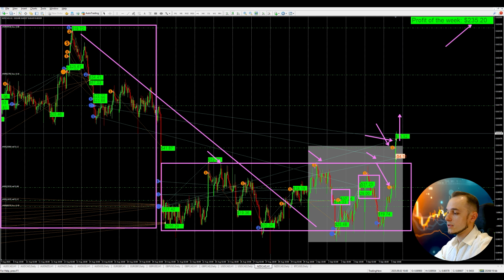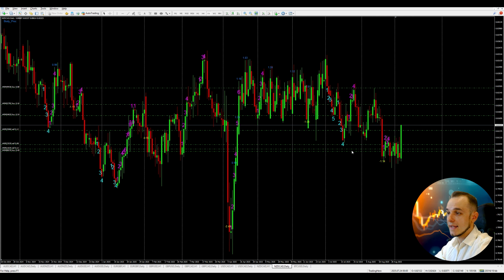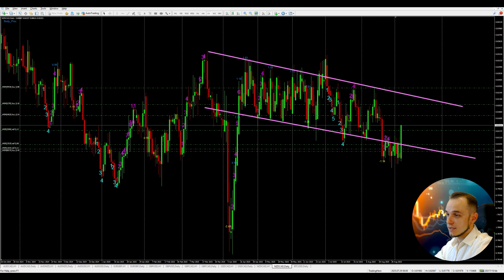The profit amounted to $235, and on the daily time frame, we can see that we had this downward channel, then we had this consolidation, and now obviously we can return to the upper border of this channel and maybe then continue the downward movement.